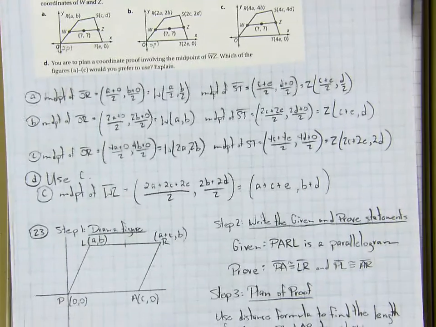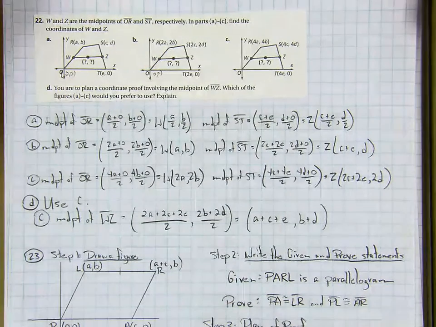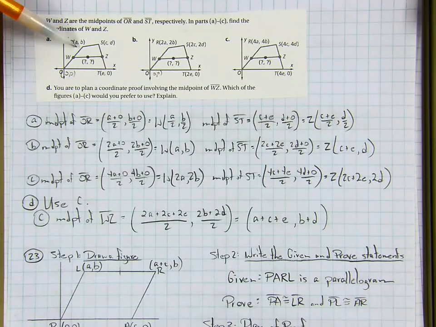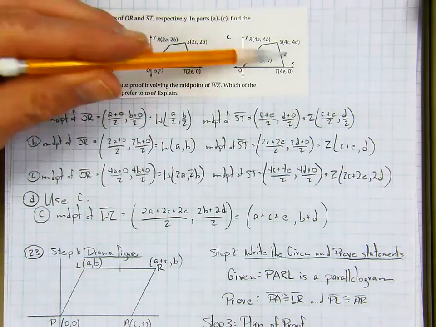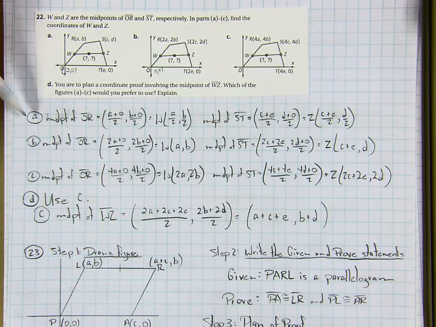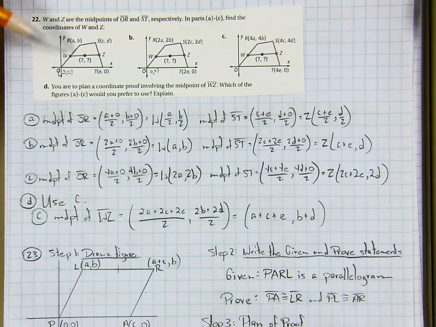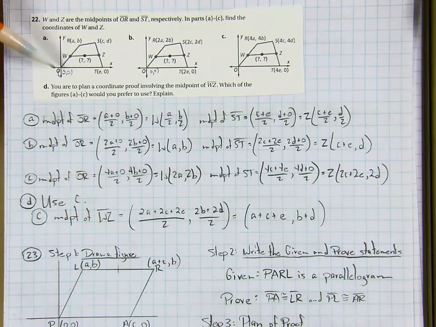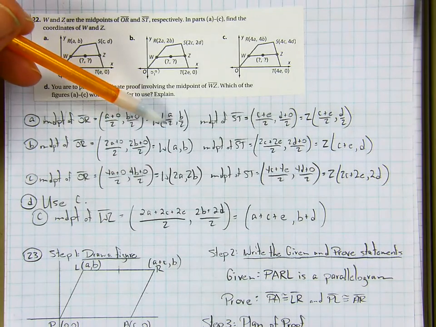Number 22 was a kind of long problem in some ways. We had these three pictures, and we're first supposed to find the midpoints W and Z in each one. W is the midpoint of RO, Z is the midpoint of ST in each one. So you were supposed to find those midpoints. I found the midpoint in this one, and it was (a plus b over 2, a plus 0 over 2, b plus 0 over 2). And I got W was a over 2, b over 2.